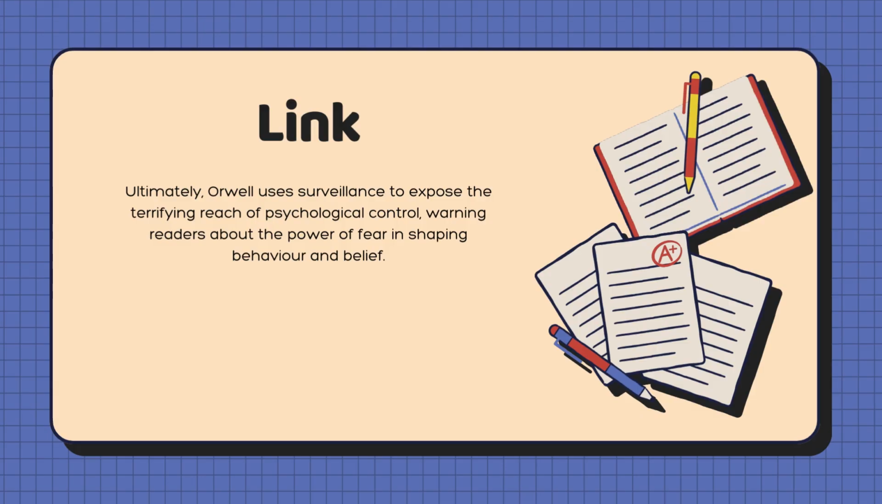So my example is, ultimately, Orwell uses surveillance to expose the terrifying reach of psychological control, warning readers about the power of fear in shaping behavior and belief. I've linked this back to my original concept of control. I've made sure to reinforce the author's message, and it helps the paragraph feel more complete and cohesive.